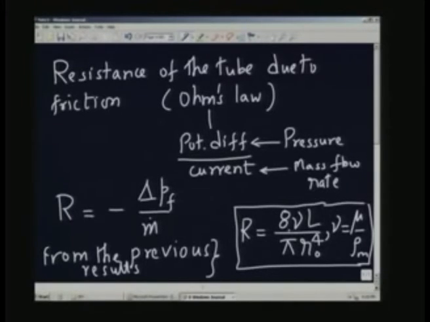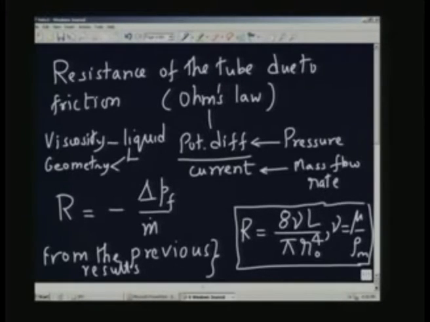So, it depends on the viscosity, and viscosity depends on the liquid. So, the liquid you take inside the U tube is going to be an important parameter, its property. Number 2, it depends on the geometry. Geometry depends on the length of the column and the radius of the tube or the area of cross section.